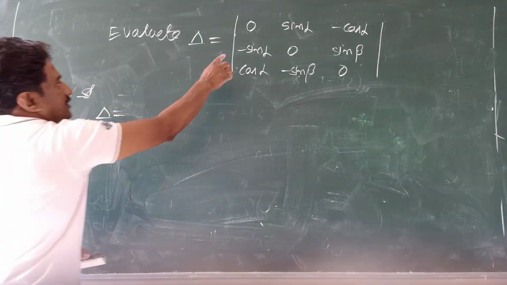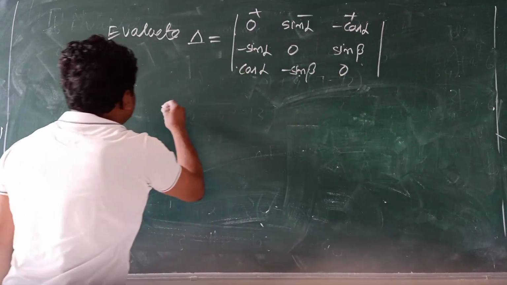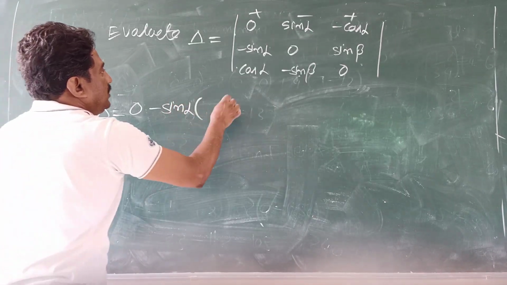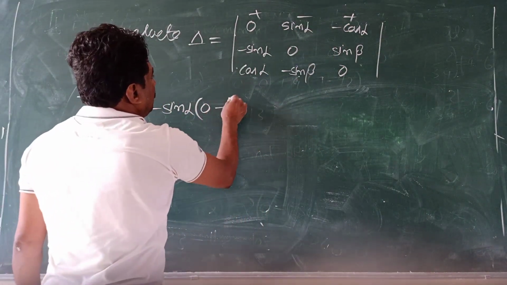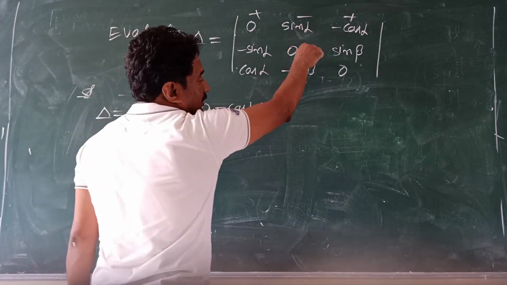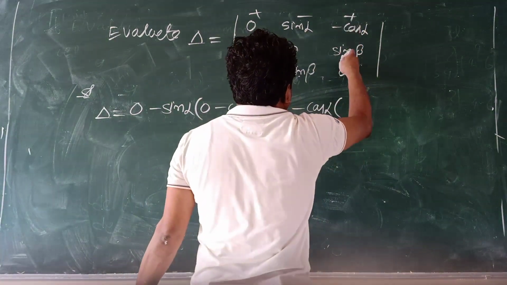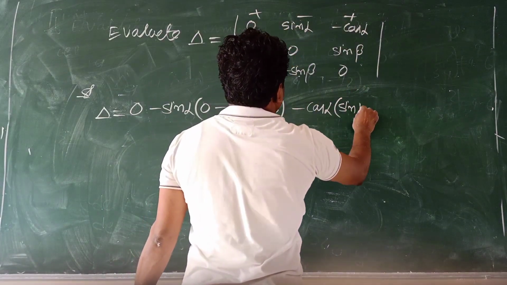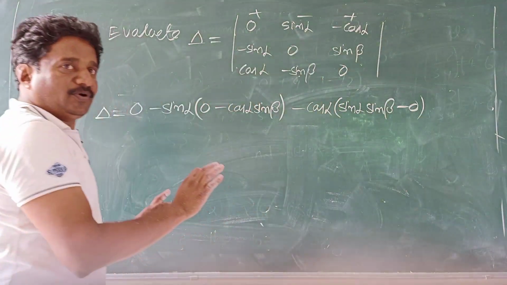Delta equals, I think 0 and anything is 0. Plus minus plus, 0 and anything is 0. Next you come to minus sin alpha into column row, 0 minus cos alpha sin beta. Lastly, plus into minus cos alpha, leave that column row, product of these two, minus plus, sin alpha sin beta, minus 0. I hope you understood.